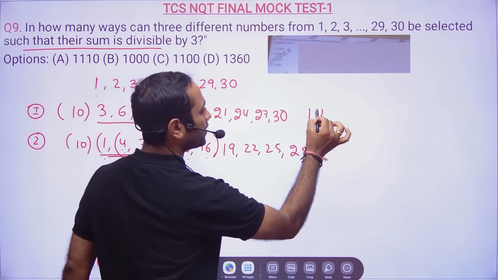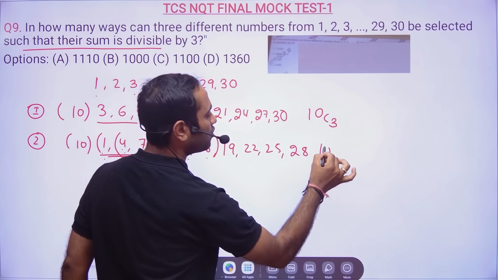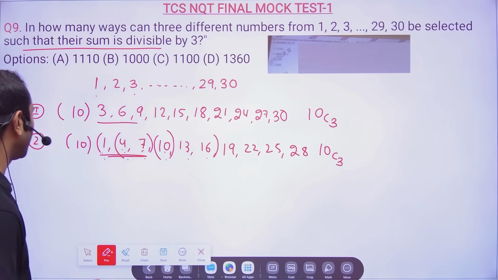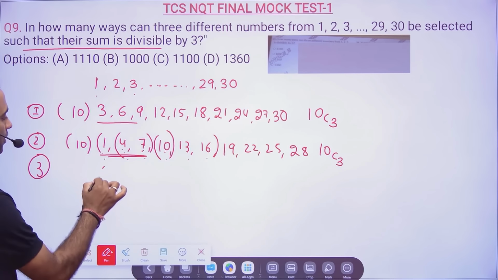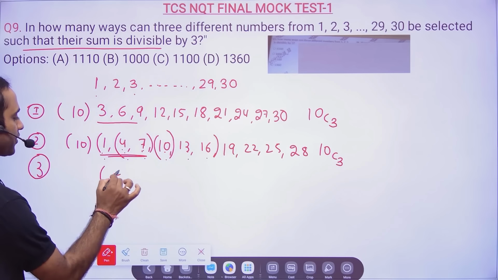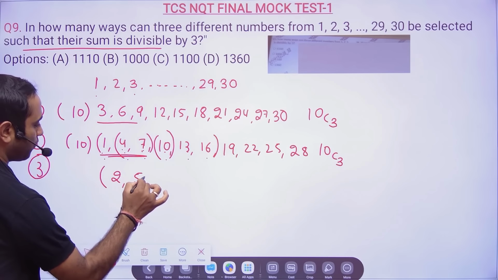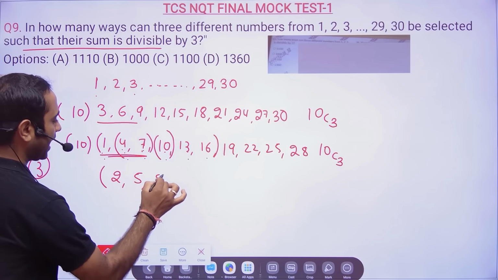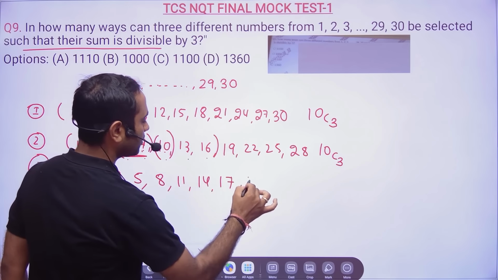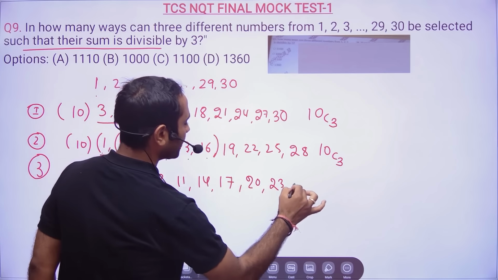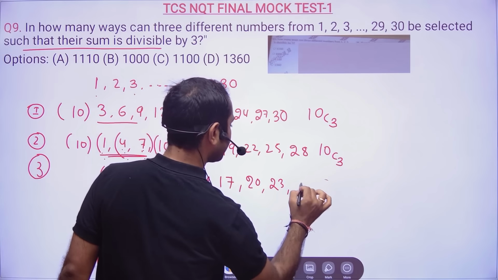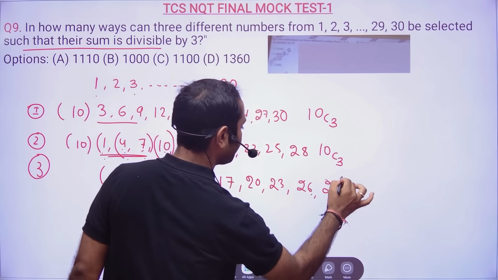See, out of 10 numbers, you can pick any 3 and add, and you will get a sum divisible by 3. Then the third condition, what we will do? We will find the numbers where the remainder is 2. So the first number is 2, then 5, then 8, 11, 14, 17, 20, 23, 26 and 29. Okay.